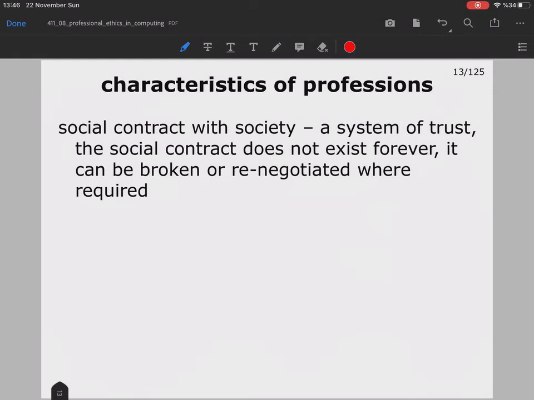So we talk about a social contract with society here, which is based on a system of trust, but we should be careful that the social contract does not exist forever. It's impossible. It can be broken or renegotiated where required. For example, if there is serious misconduct in a particular profession, for example, in computer engineering, or in medical science or something, this contract can shake or can be hurt, or it can be renegotiated again.